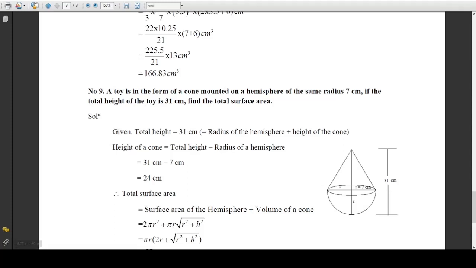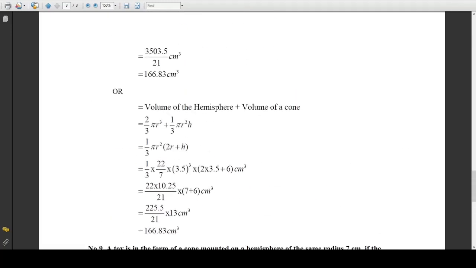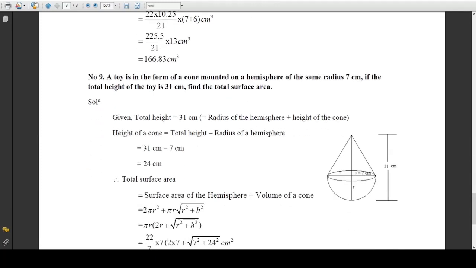Now total surface area will be surface area of hemisphere plus, not volume, you will get the surface area of a cone. Okay, surface area of cone. Here I wrote volume of cone is 1 by 3 pi r square h. By mistake I have written the volume, but actually it's not the volume, it's the surface area.